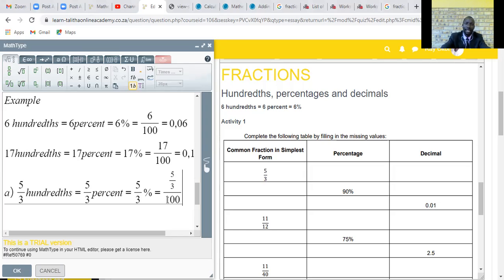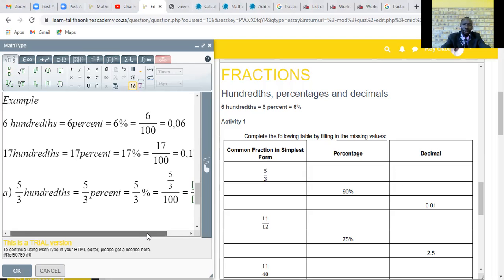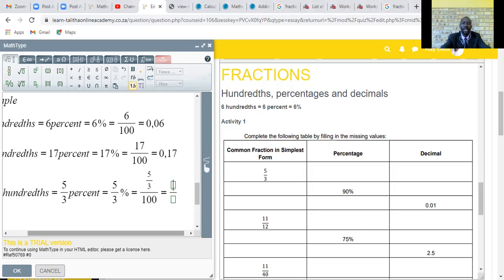Maybe let's write it like this, just to make it a little bit easier. Let's find the value of 5/3 using a calculator, for example. So 5/3 with a calculator would give us a value of 1.67. Okay, this would be 1.67 divided by 100.